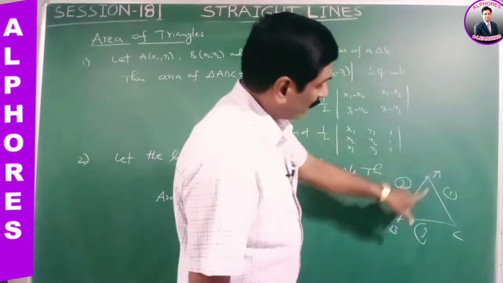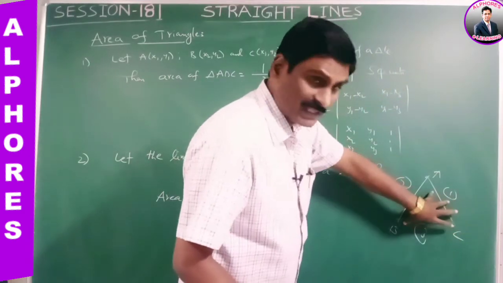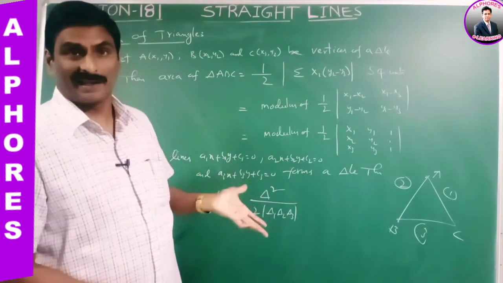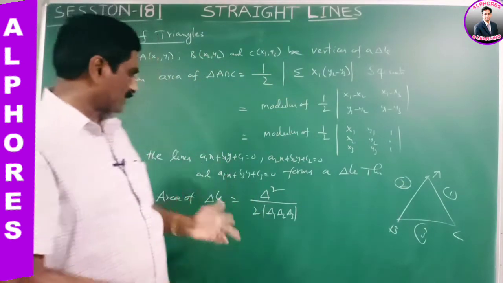A, B, C: x1, y1, x2, y2, x3, y3. Already we find these values. If vertices are given, what is the formula? By using this formula, we find the area. Or the direct formula. Please note this value.